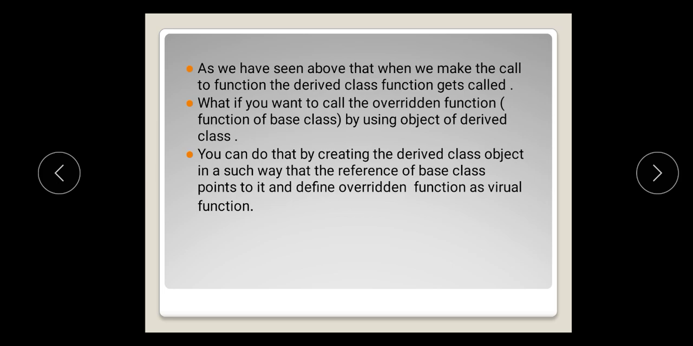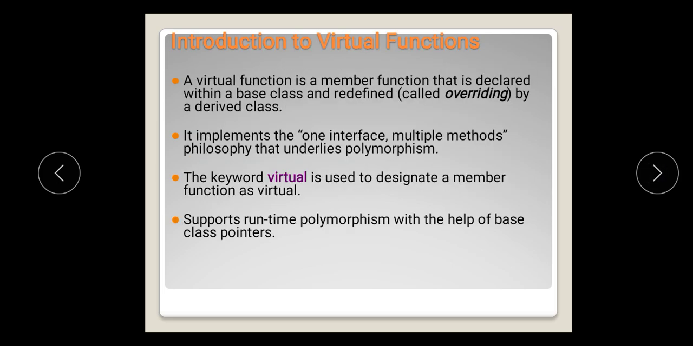If I want to call the base class function, that is the function which has the same name in the derived class also, and if I want to call the function of the base class with the derived class object, then how will I call that function? In that case we need to make the base class function a virtual function, and we can call that function with the help of a reference of the base class.